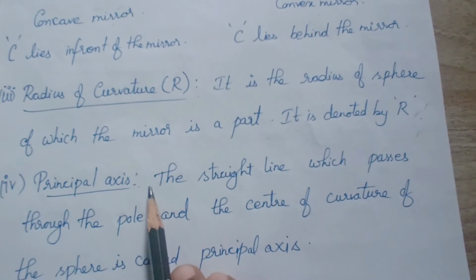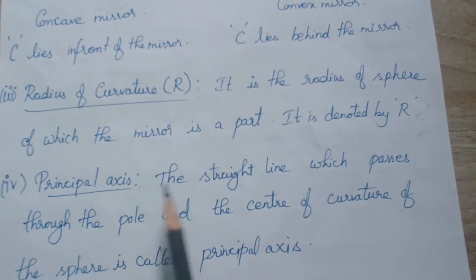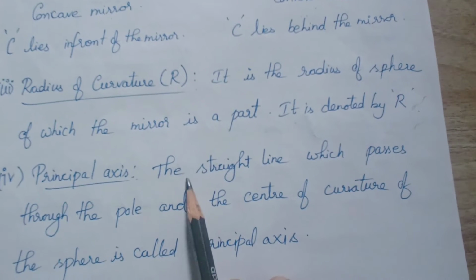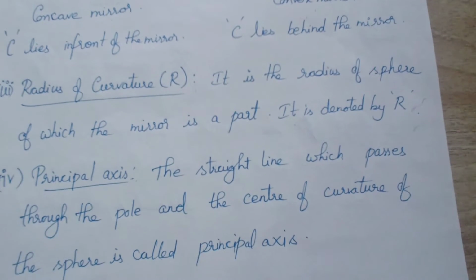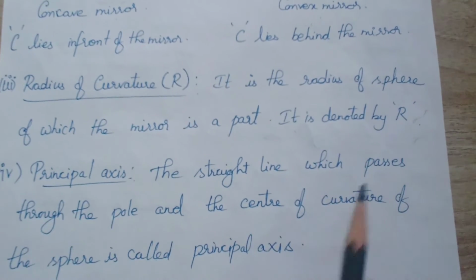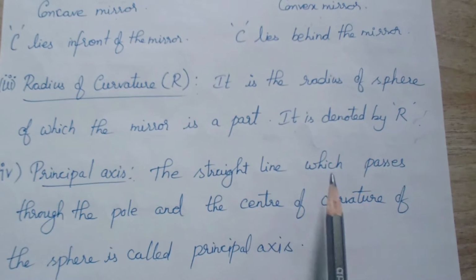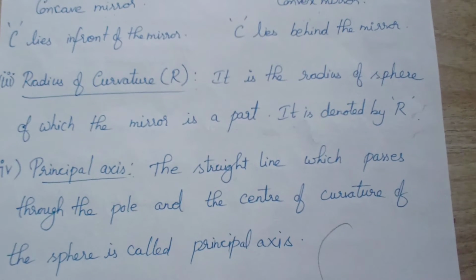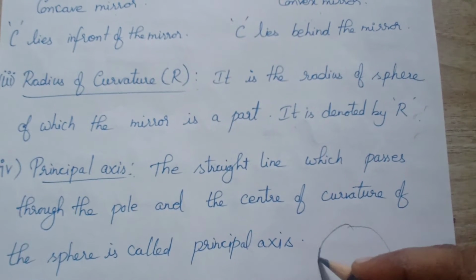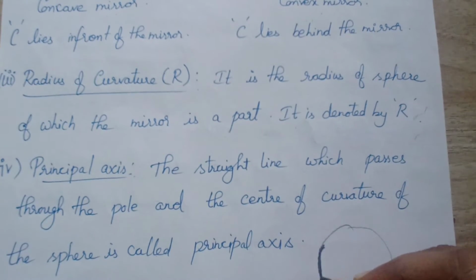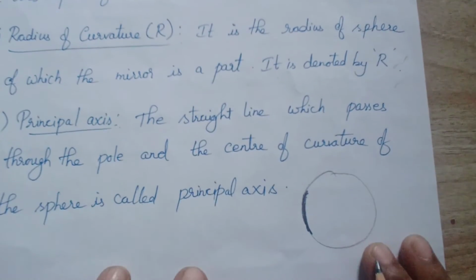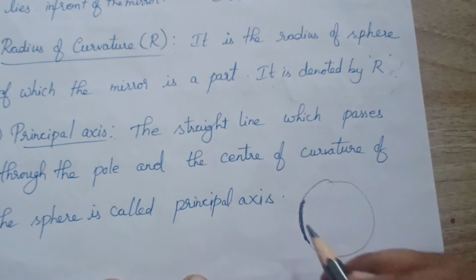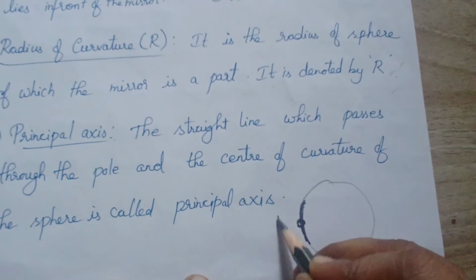Next one is your principal axis. Principal axis is an imaginary line. It is a straight line which passes through the pole and the center of curvature of the sphere. That means, this is your sphere. This is your reflecting surface. So this is called a spherical mirror. This is your pole. P is here.